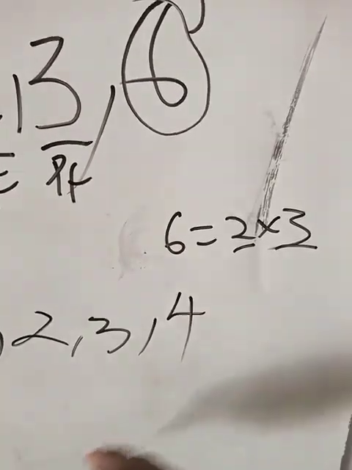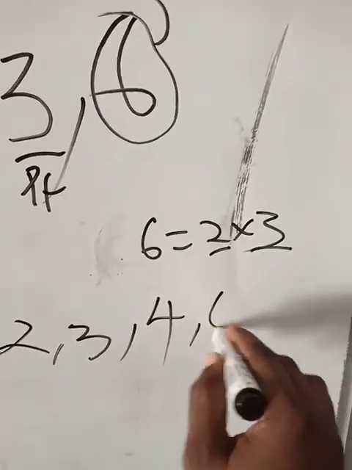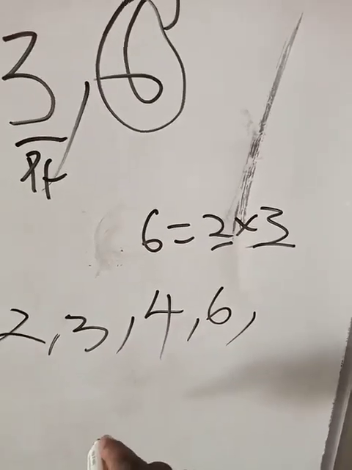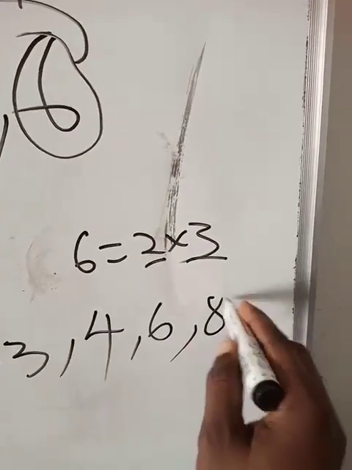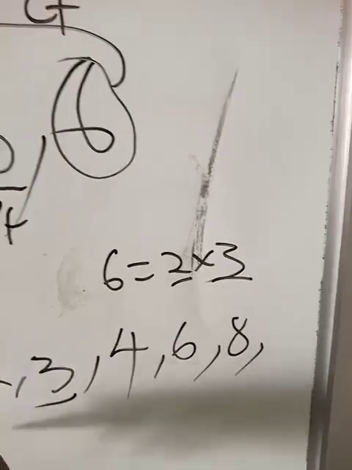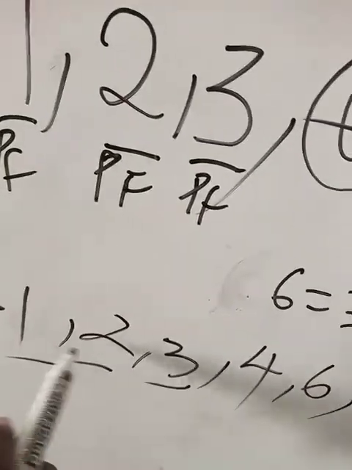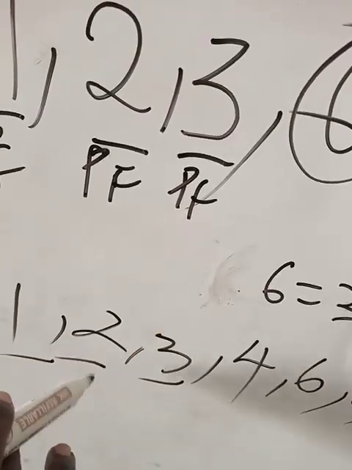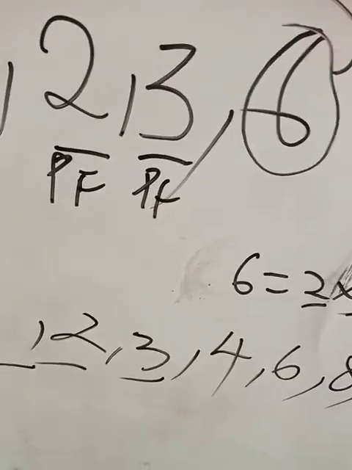4 cannot be a prime. We have 6, and 6 cannot be a prime factor. We have 8. 8 cannot be a prime factor. And I think that's all you get. These are all the prime factors of 24: 1, 2, and 3. And that's how you could keep on doing it for others.